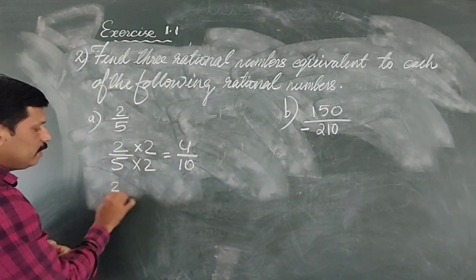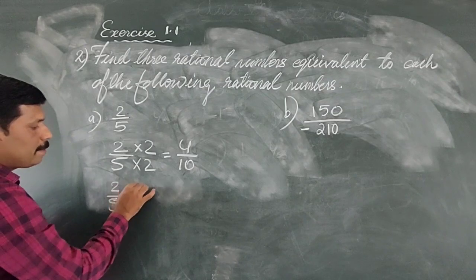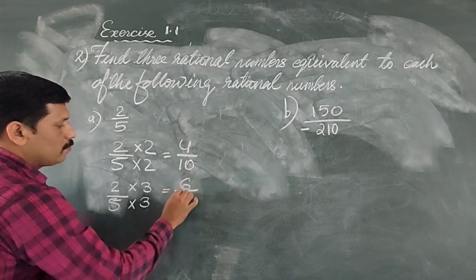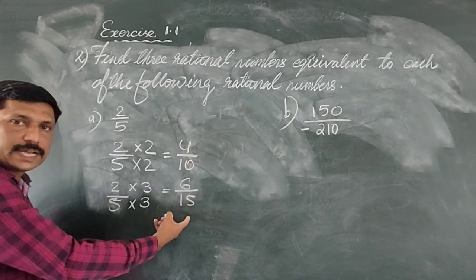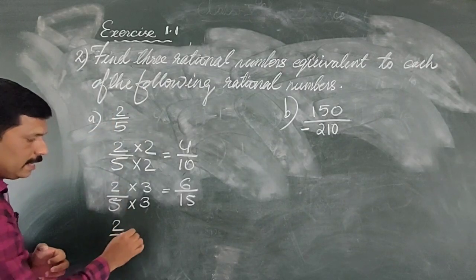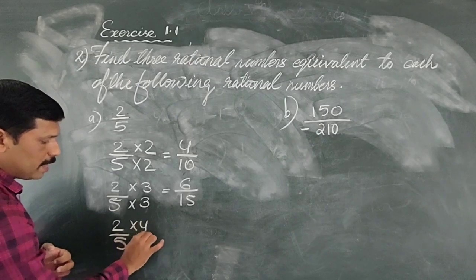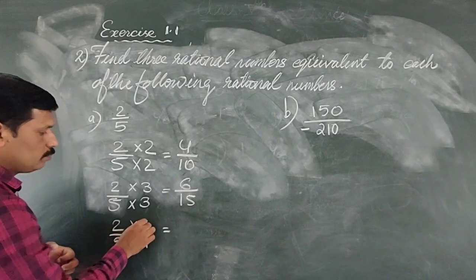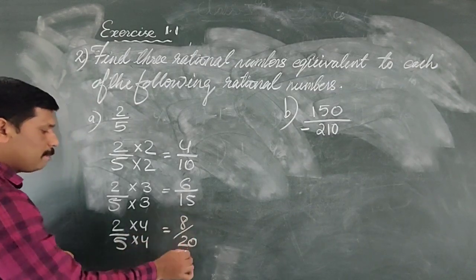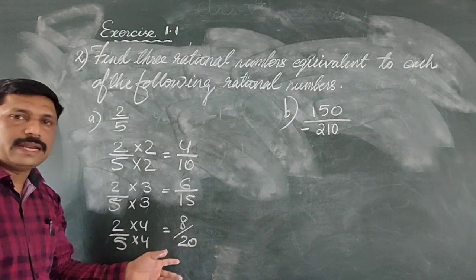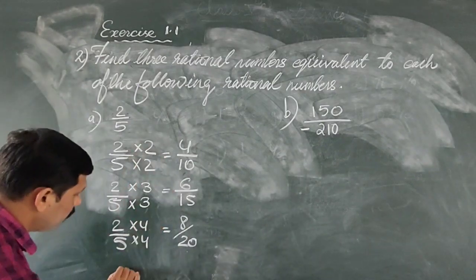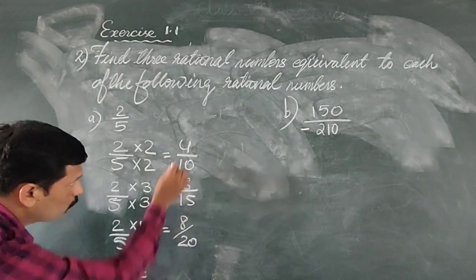And next, again we need one more. Therefore, 2 upon 5, we multiply by 3, and here also we multiply by 3. Then we get 6 upon 15. So this 6 upon 15 is the second equivalent rational number of 2 upon 5. And we need one more. Therefore, we multiply this by 4, here also by 4. Then 2 fours are 8, and here 5 fours are 20. So 8 upon 20. This is also an equivalent rational number of 2 upon 5. So finally we can write in this way: 2 upon 5 is equal to 4 upon 10.